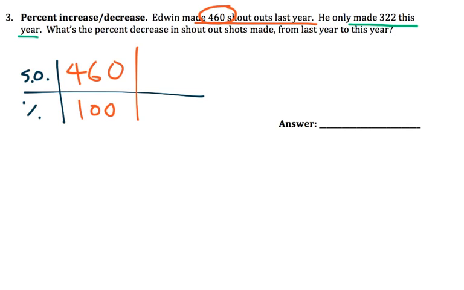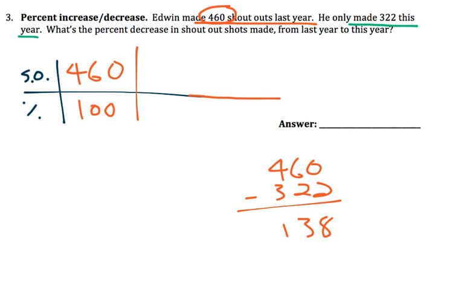For this one, if I put 322 over here, unless I'm dividing on a calculator, I'm going to have a hard time finding it. So I'm actually going to use the other strategy. I'm going to subtract. And when I subtract that, I get 138. Alright, so I'm trying to get to 138. Figure out what that percent is.